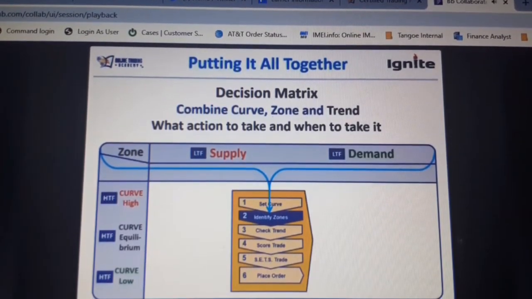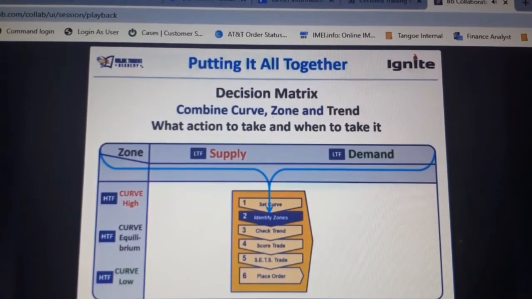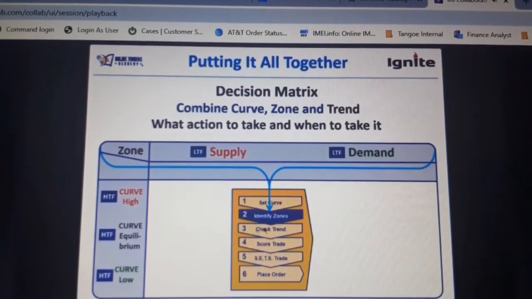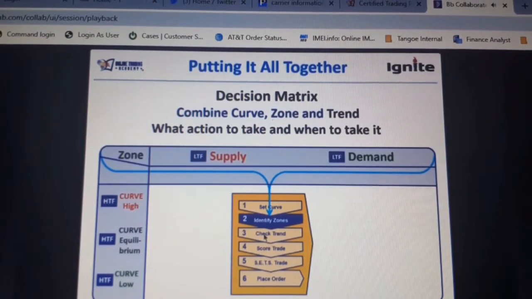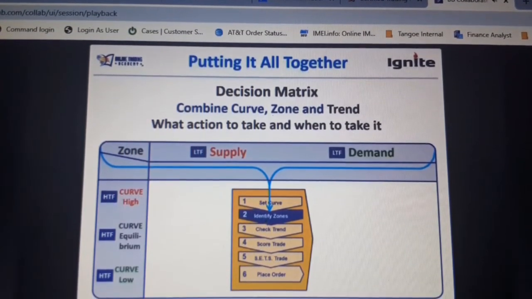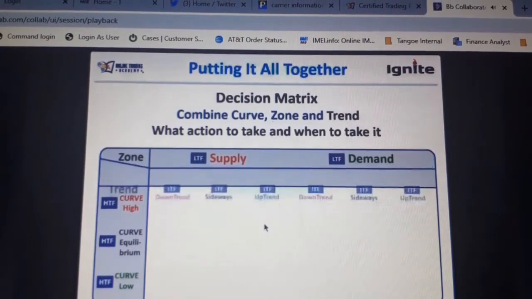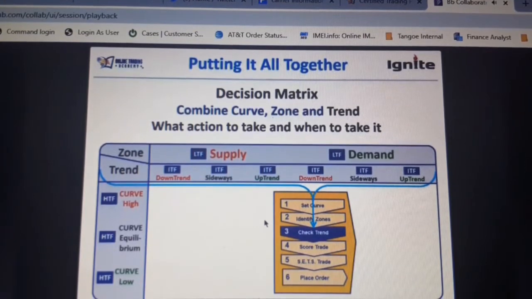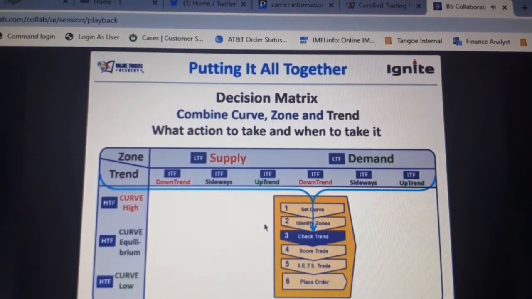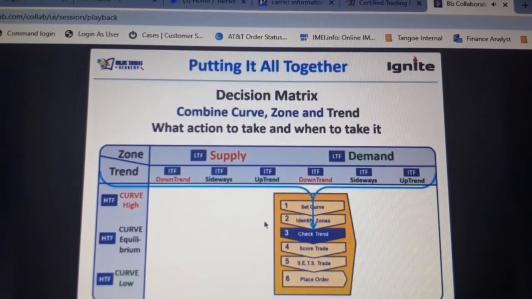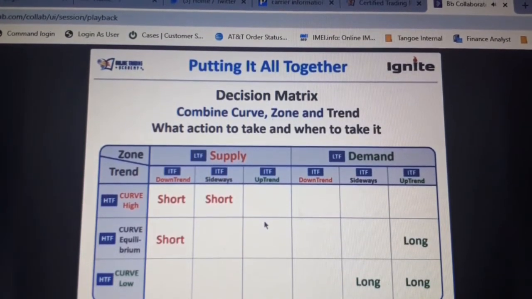Okay, but we will make a change over here. What we will first do is we will first go to the third step. We will make this our second step. We will check trend first and then we will go to the lower time frame to identify zones. Once these three steps are done, this is the decision matrix that you need to follow.